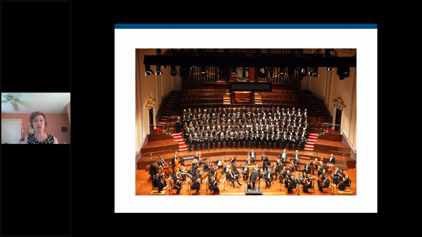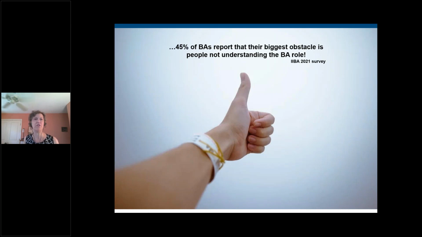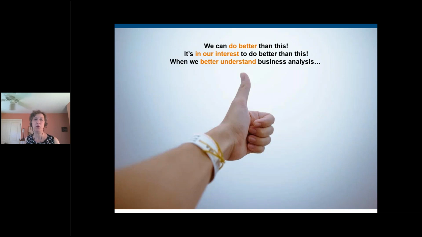And I think as project managers, we owe it to ourselves to better understand what everybody on our project is doing. We don't have to be the subject matter expert. We don't have to be doing all the detailed technical work that they do, but it's incumbent upon us to understand this key role. So just a reminder here, 45% of BAs report that their biggest obstacle is people not understanding their role. And folks, we can do better than that. We owe it to ourselves to do better than that. It is in our interest to do better than that.